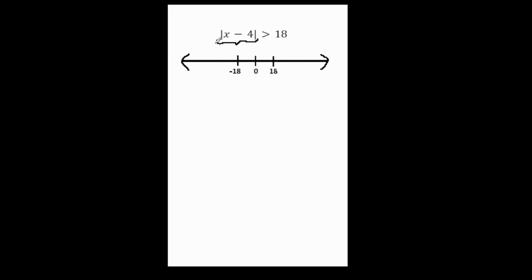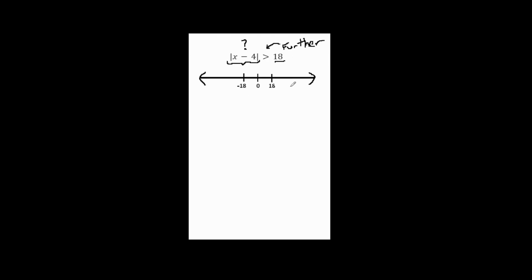So let's translate what this equation means. We have some value, which is expressed as the absolute value of x minus 4, some number, is greater than, or its distance from zero is greater than, which we can interpret as further, if it's going to be further away from zero by 18 units. So you have to think what locations on the number line are going to represent the spots at which everything beyond those points are more than 18 units away.